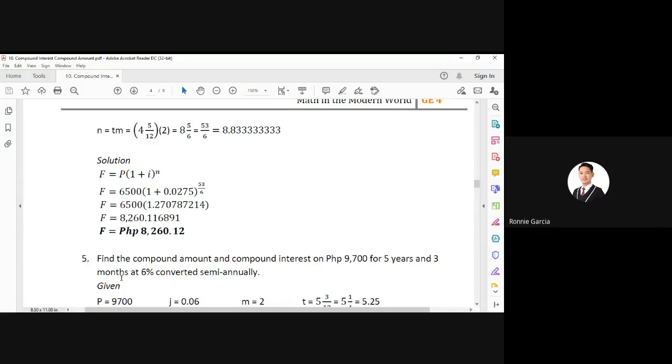So converted is another term for compounded. Compute for 1 year, so semi-annually. I will check the chat box for your answers before I reveal the correct answer. You need to provide two answers: the compound amount and the compound interest.